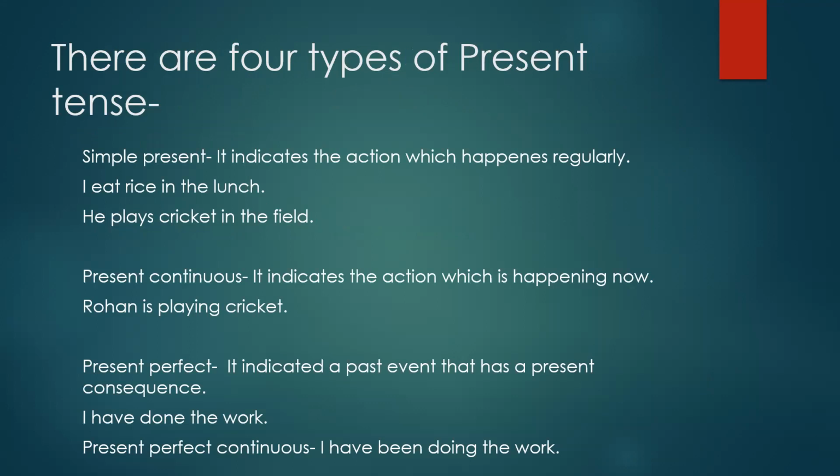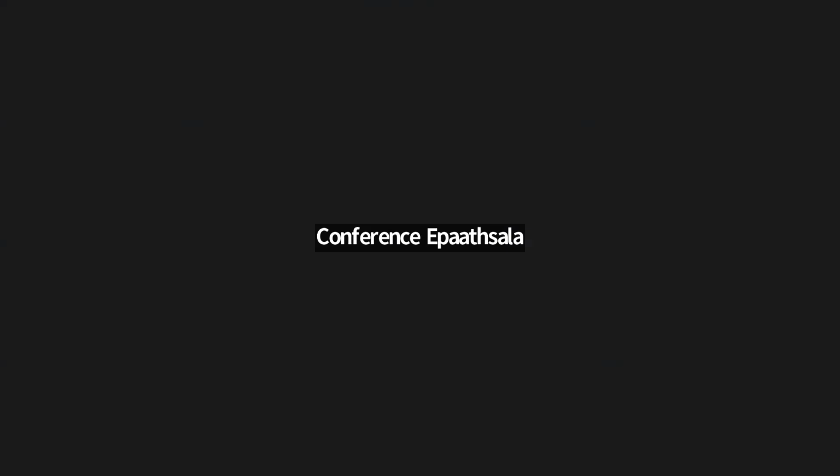Present continuous indicates the action which is happening now, like Rohan is playing cricket. Present perfect indicates a past event that has a present consequence, like I have done the work. Present perfect continuous is I have been doing the work. So I'm showing you the forms.